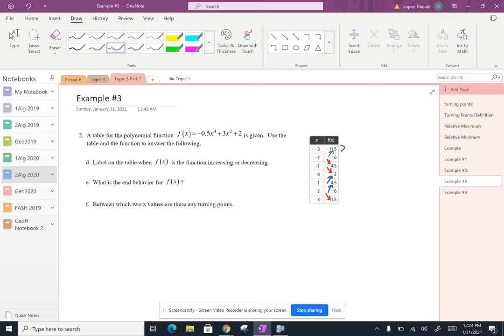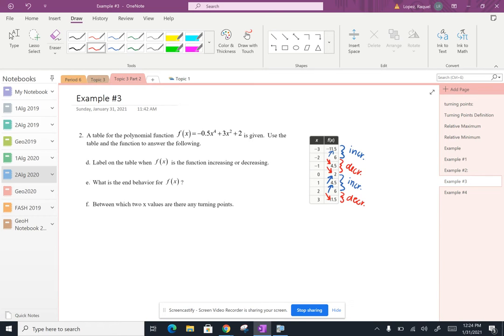So on my table, we're going to write an increase right here. And then we're decreasing between these 2 points, so decrease. We're increasing right here from 2 to 6, and we're decreasing here. Okay, so I've labeled that on my table. That is all done. Okay, so now let's identify what the end behavior is going to be.